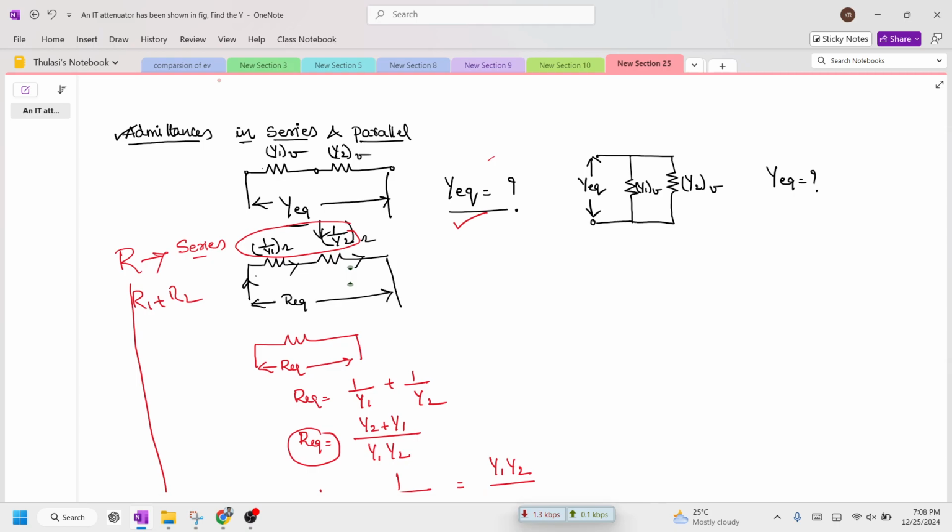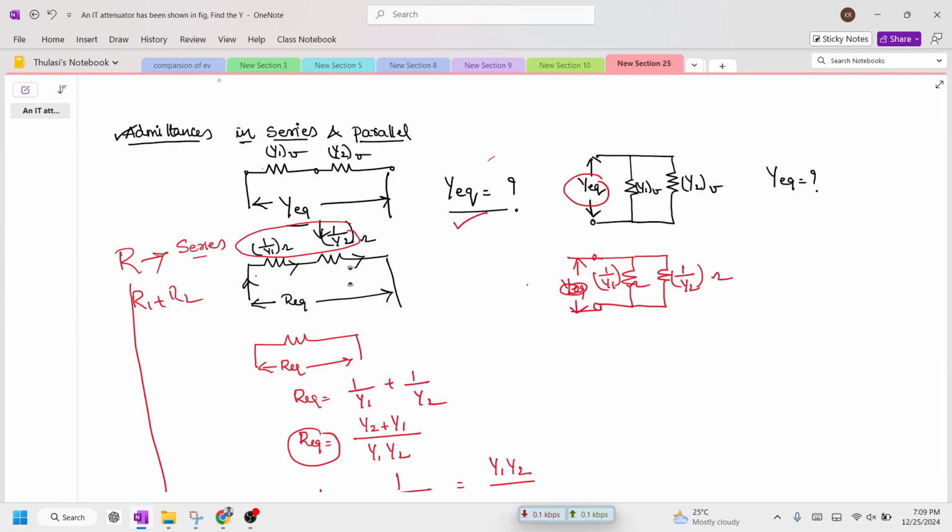Now let us try to find out y equivalent when two admittances are connected in parallel. Okay, so for this what I'm going to do is, I'm going to draw a circuit. This is circuit 1, this is circuit 2. So here I'm going to write down 1 by y2, the units are ohms. This is 1 by y1, the units are ohms, and here we are going to get y equivalent. Therefore we need to find out y equivalent.